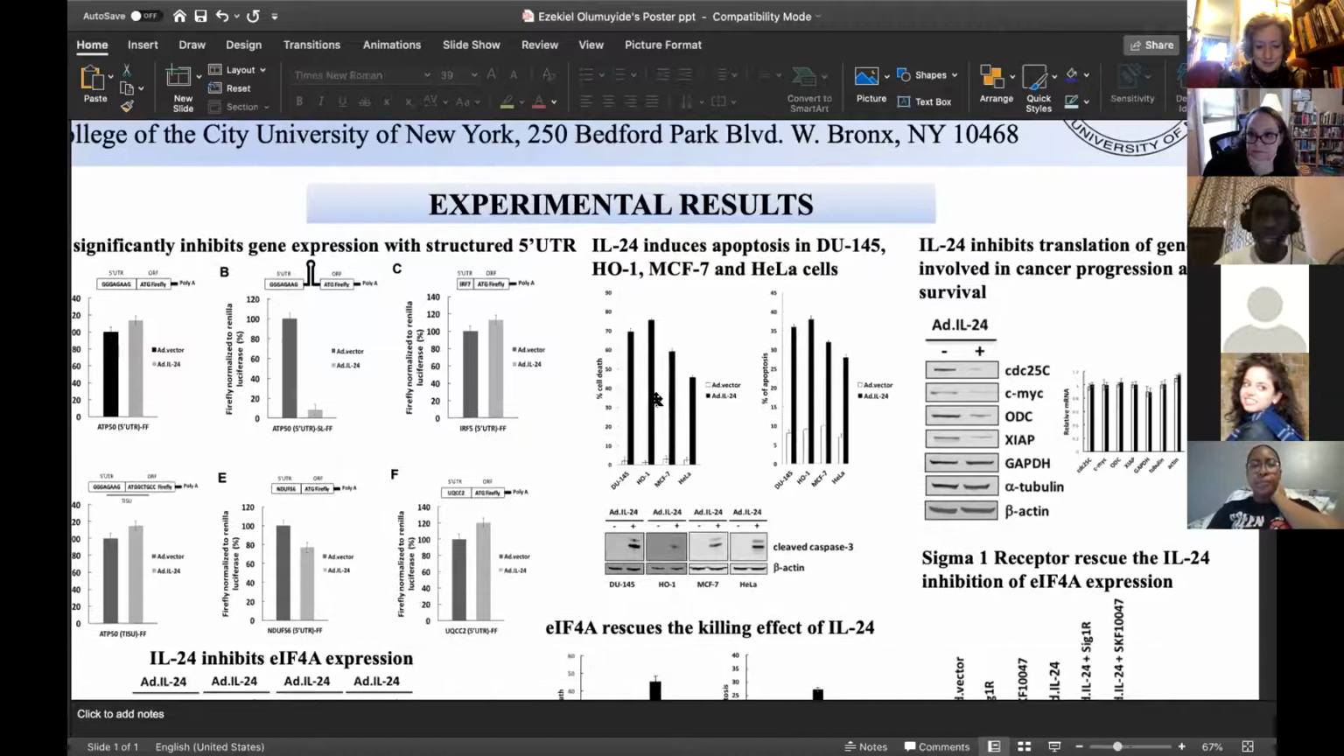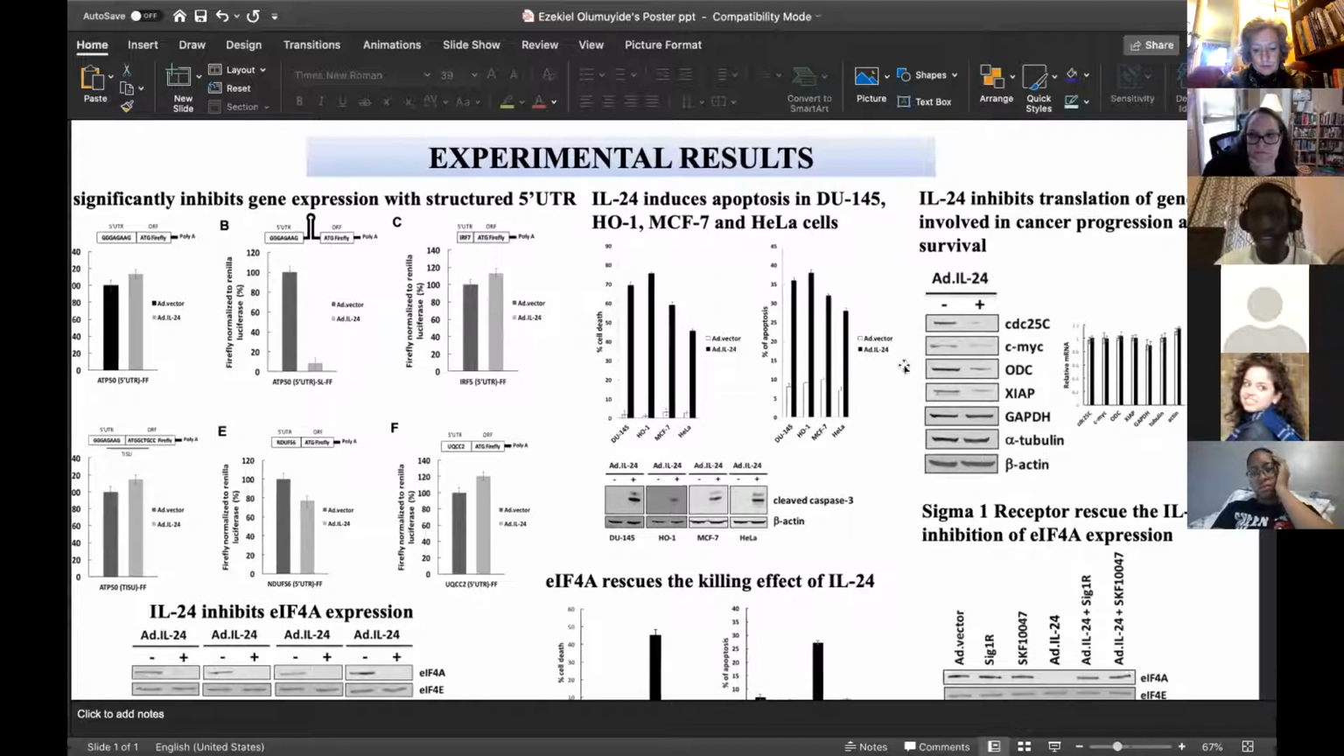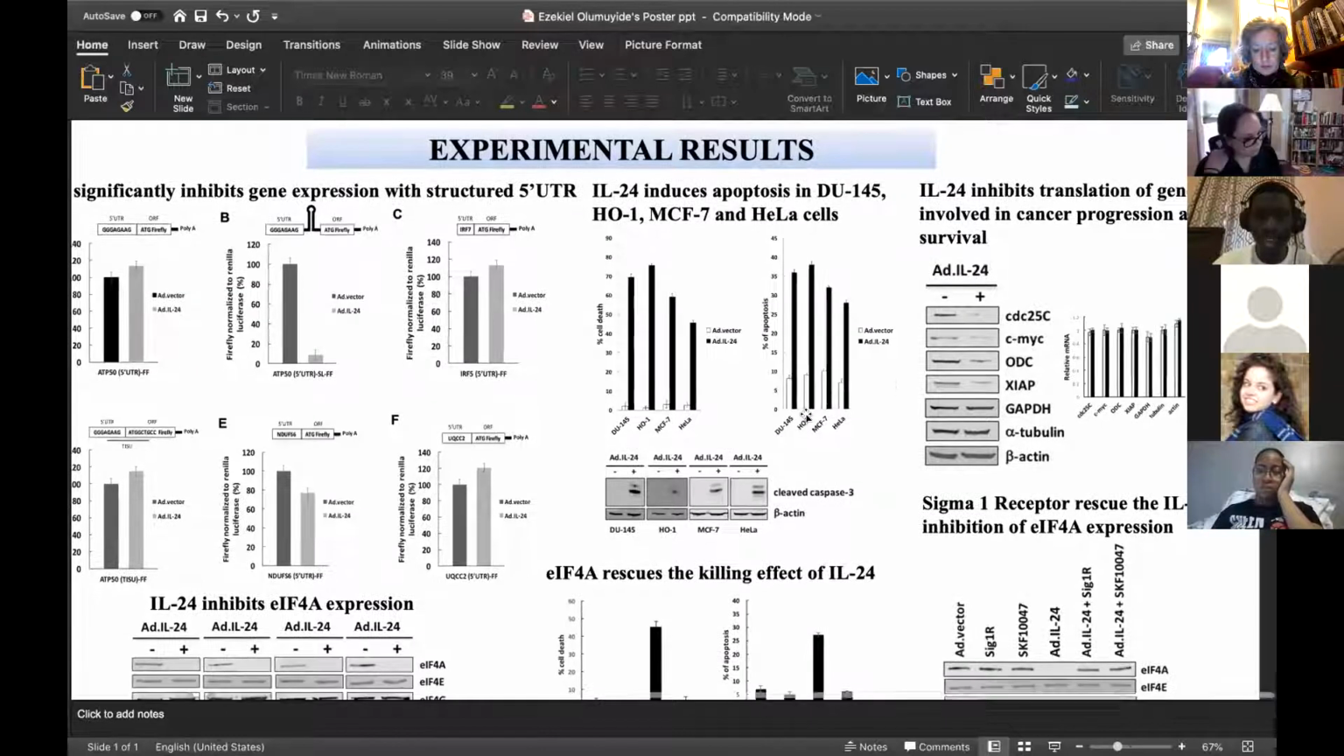Okay. So we also checked if interleukin 24 induced apoptosis through this. The black means interleukin 24, the white means the control group. So we compared and we saw that interleukin 24 increased cell death in all these different cancer cells from different sites, from melanoma, from prostate cancer, from breast cancer, and from cervical cancer. And it also increased the apoptosis of all these different cancer cell types.